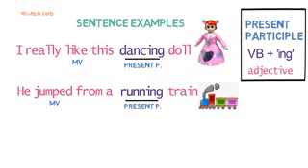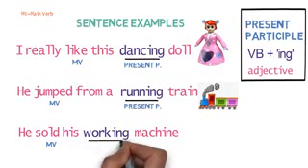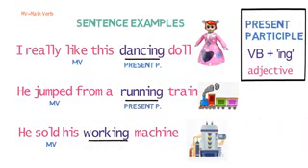Let's look into one more example. He sold his working machine. Here, main verb is sold and working is secondary verb in ing form. As it is describing the machine, it functions as adjective in the sentence. And so, it behaves as a present participle in the sentence. Now, we got the idea of present participles.